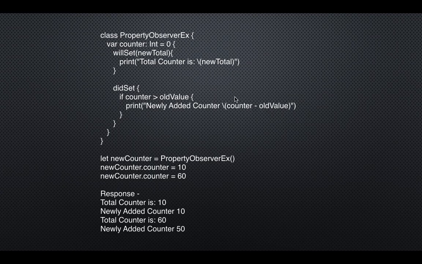60 minus 10. So even if we don't use counter, we can use newValue over here. If newValue is greater than oldValue, we can write like this as well. So newValue and oldValue are predefined, it is already there, you don't have to define it. Okay, so oldValue represents the last value and newValue represents the current set value. So this is how willSet and didSet work.